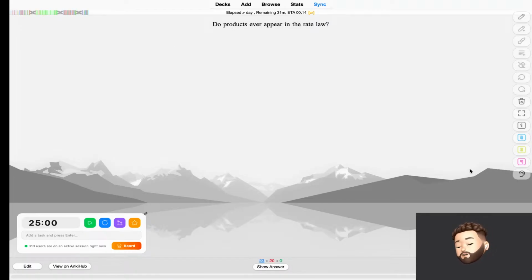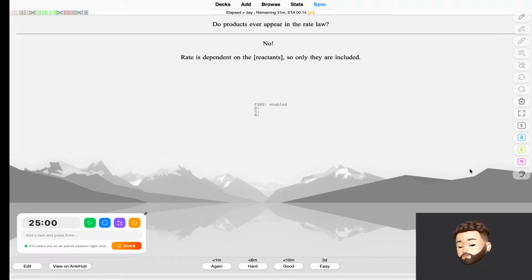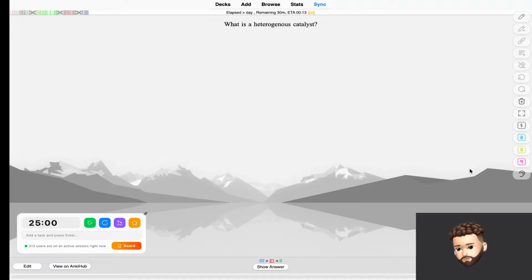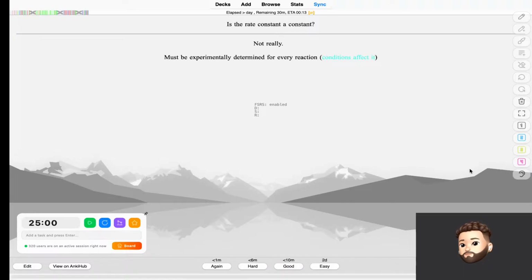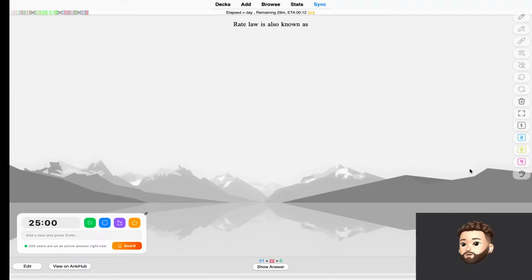Do products ever appear in the rate law? No. What is a catalyst in a different phase than the reactants? Is the rate constant a constant? By reaction, yeah. Oh, okay. Rate law is also known as the rate equation.